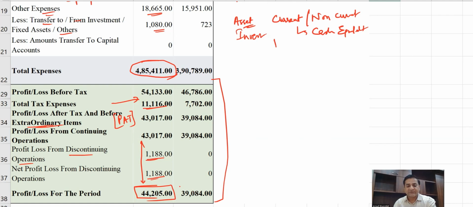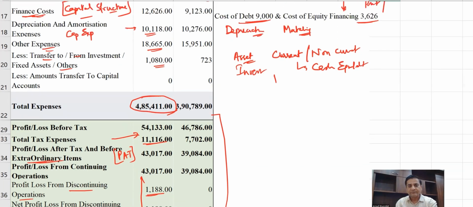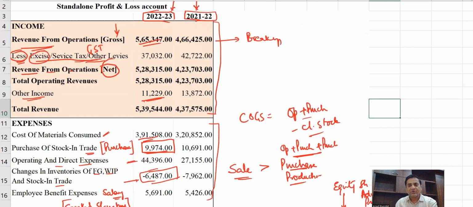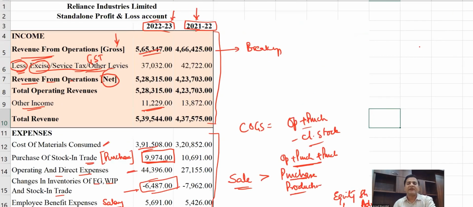And if we compare this with the previous year, we come to know that it has made some profit more than the previous year. So we would say the profitability of Reliance Industries has gone up, and we have a bifurcation of all these, right? So this is how we find out how a profit and loss account looks like. I repeat, profit and loss account is nothing but a report card which tells you about the profit earned or loss incurred during the year.